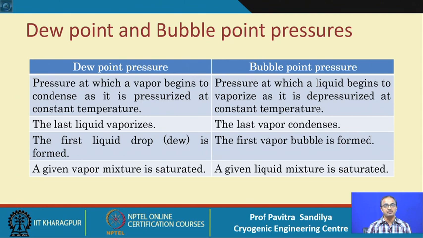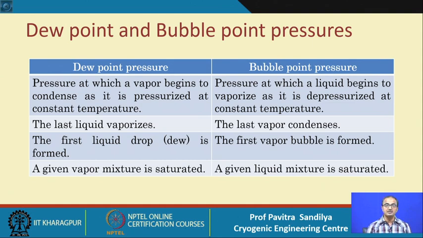As with the dew point temperature and bubble point temperature, here also we have the last liquid drop vaporizes at the dew point pressure, whereas the last vapor condenses at the bubble point pressure. The first liquid drop forms at the dew point pressure at a given temperature, and similarly the first vapor bubble is formed at the bubble point pressure at a given temperature. A given vapor mixture is saturated at dew point pressure, and a given liquid mixture is saturated at bubble point pressure.